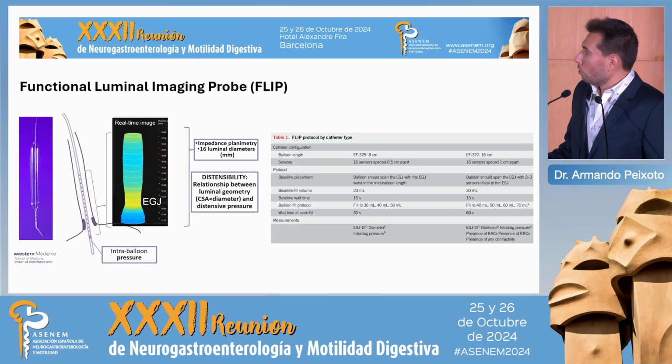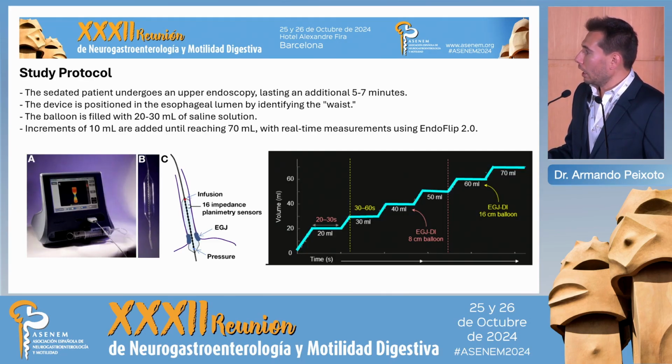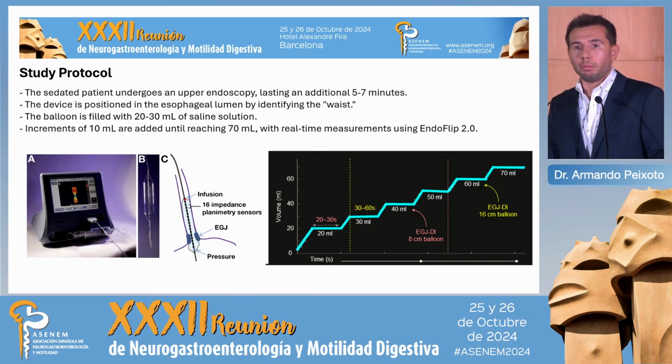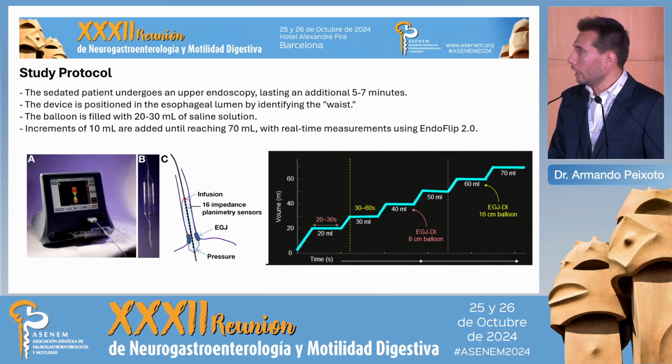The difference between those two types of catheters is that the 8 centimeter can only be used on the EGJ to see the dynamics of the opening of the EGJ. And the 16 centimeter uses more sparse sensors, but it can study the response of the esophageal body to distension. So we can get contractility patterns in those studies.